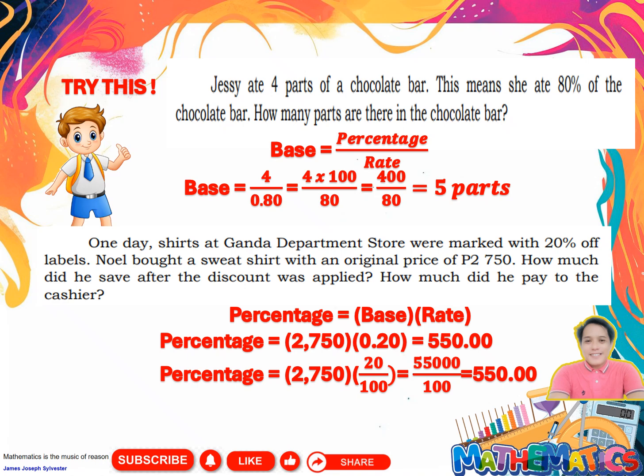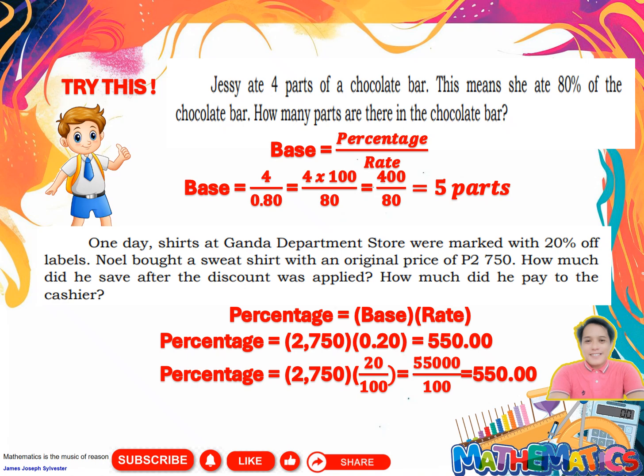We have the formula. Percentage is equal to base times rate. Our base from the given problem is 2,750 pesos and our rate is 20%. In decimal form, we have 0.20, equal to 550 pesos. Without a calculator, we have 2,750 pesos times 20 over 100.